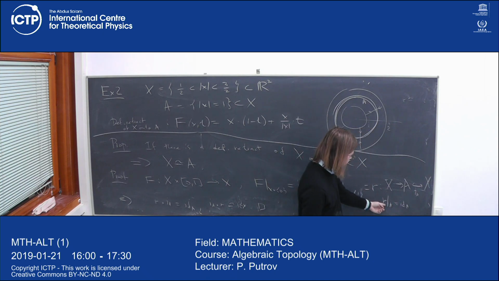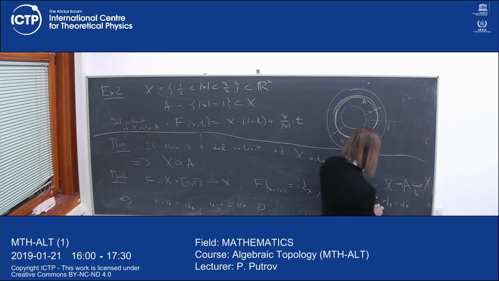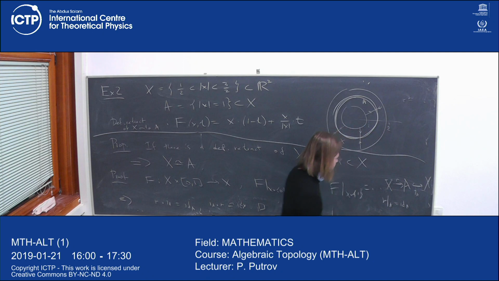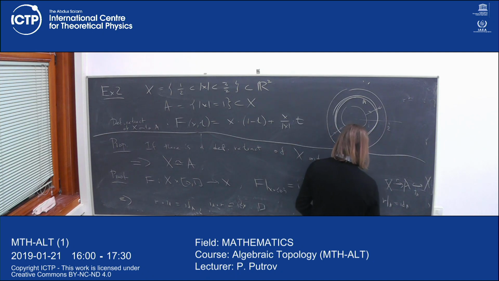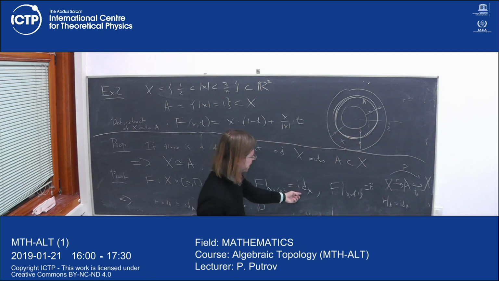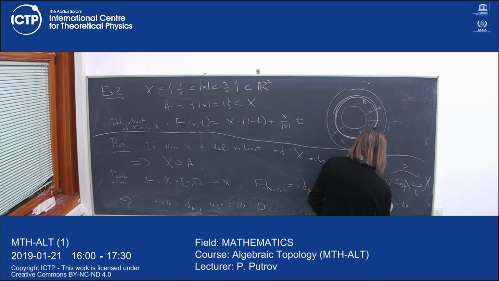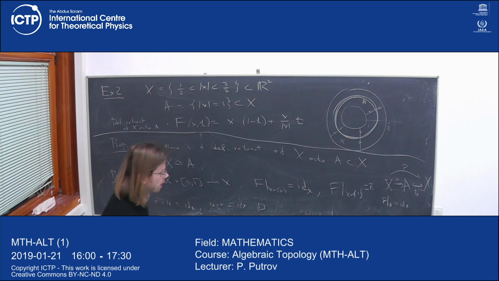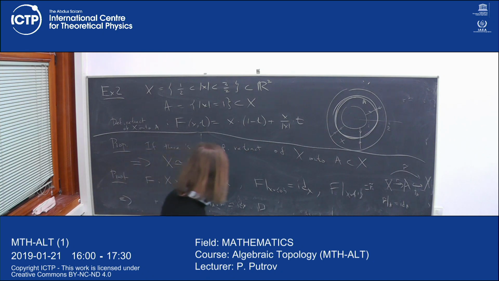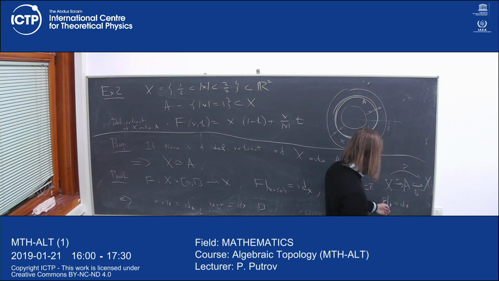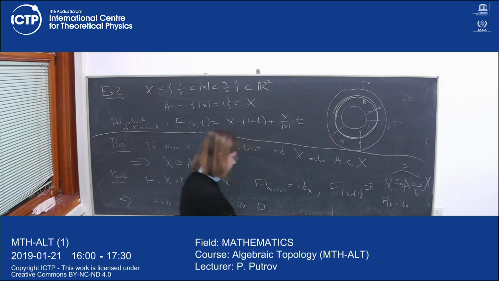By definition of retract, it's restriction. So let me be more precise. Let me denote this map by R, and the composition by R tilde. So the homotopy is between identity and R tilde. The statement is that R tilde restricted to A is equal to identity on A.